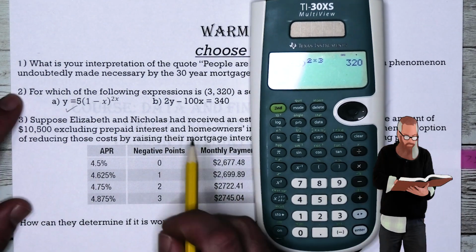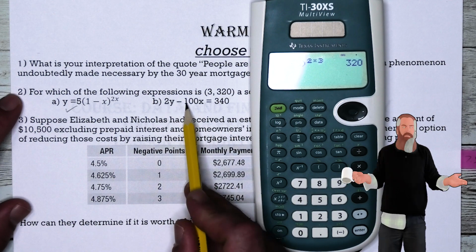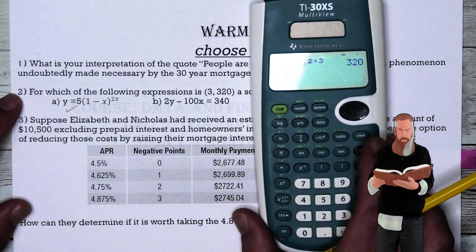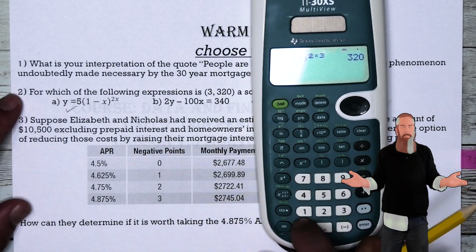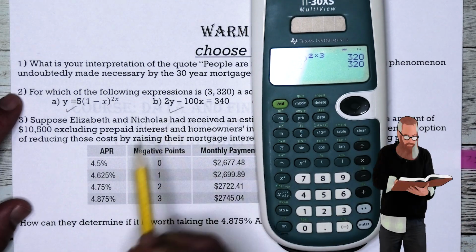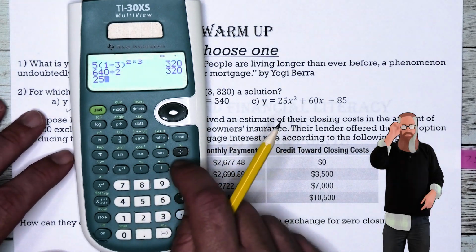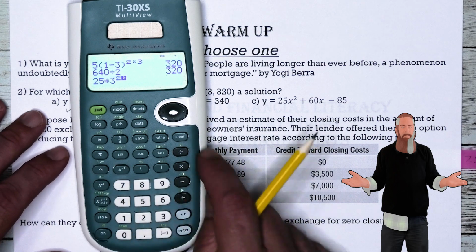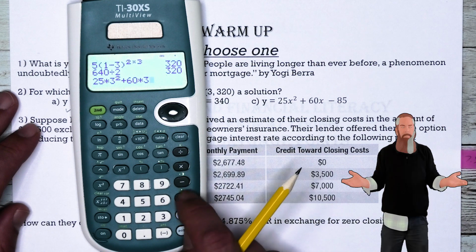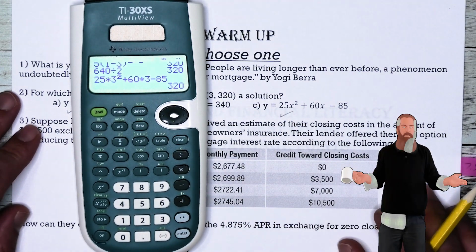For the second one, we know that 100 times 3 is 300. Now I know this is a negative. We're going to add 300 to both sides, meaning we're going to have 340 plus 300 to have 640. Then divide that by 2 to get 320, so B works as well. For C, we're going to say 25 times 3 squared, hit the right arrow to come out of the exponent, plus 60 times 3 minus 85, and hit equals 320. It works for all three.